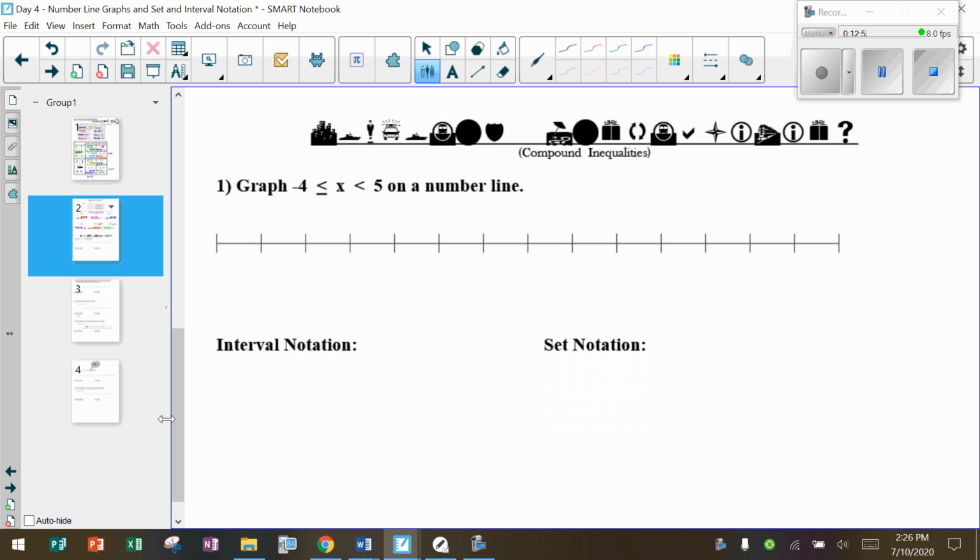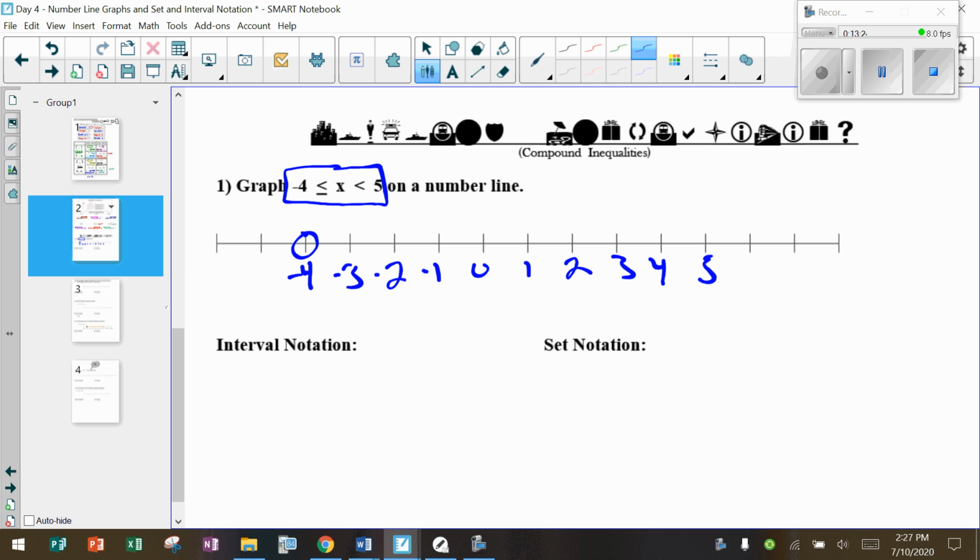Now, when we get into compound inequalities, it's like doing 2 at once. What we're looking for here is values of x that are in between -4 and 5. So we've got to make sure our number line includes all possible numbers. So I'll just start at -4, -3, -2, -1, 0, 1, 2, 3, 4, 5. On the left end, our lowest number is -4, so I have a circle there. And it can be equal to, so I'll fill it in.